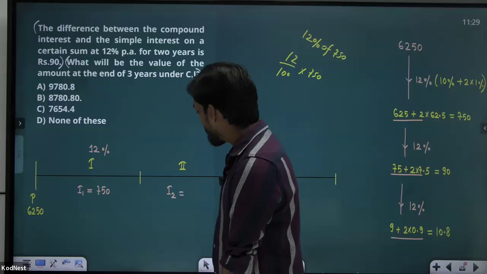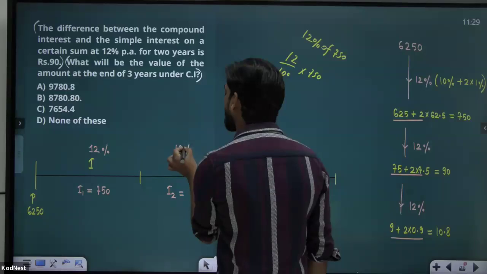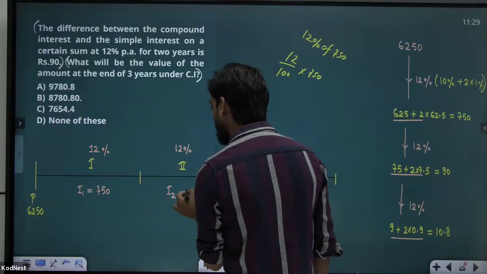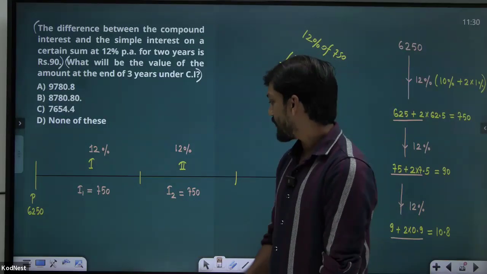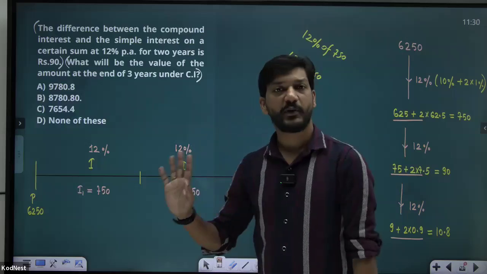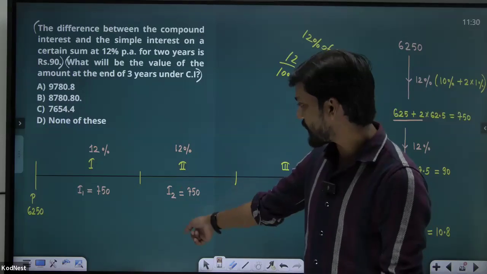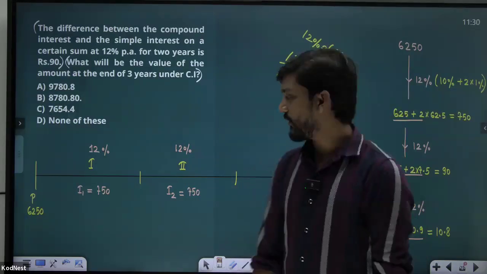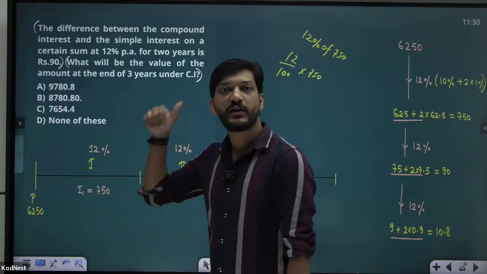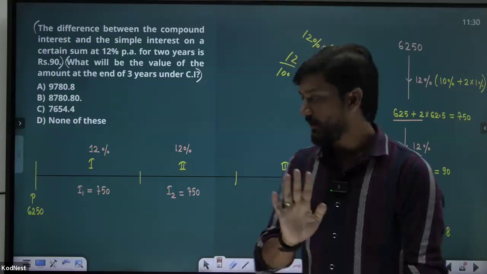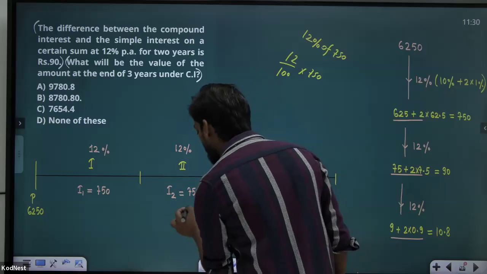Please answer. Again, I have to calculate 12%. So 12% of principal will not change. It will be 750. Okay, 12% of principal I have written. Do we have previous interest also? When you stand here, do we have any previous interest? Yes. So 12% of previous interest, 750. How much? 90 rupees. 12% of 750 is 90 rupees.